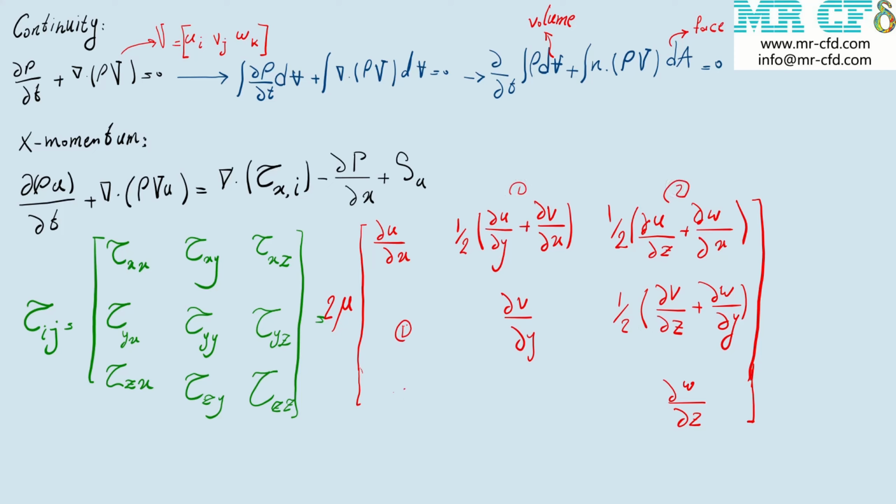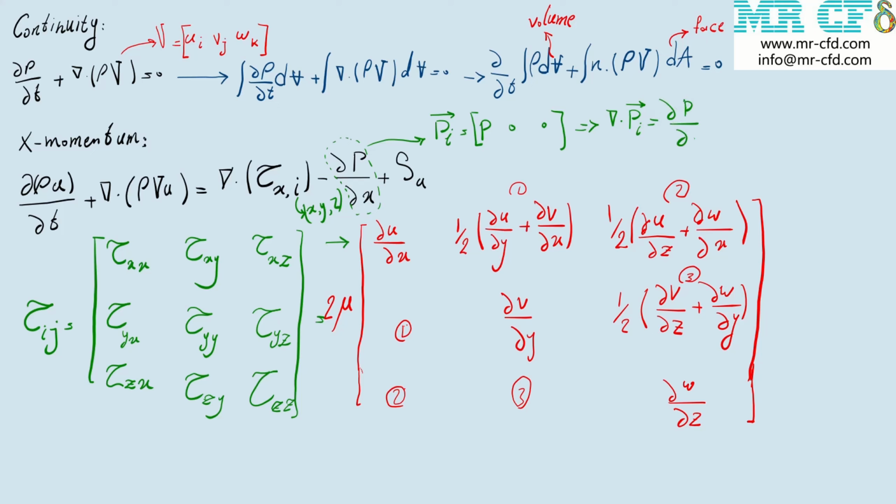If we denote various terms with numbers, we see that some terms repeat in specific patterns across different components. In this formula, tau xi, i can be replaced with each of the directions x, y, and z. Thus, tau xi refers to the first row of this tensor, which can be represented as a vector that includes these components. P in the first derivative of p with respect to x is a scalar. So if we define a vector pi that contains the value of p in the x direction and zeros in the y and z directions, then the divergence of the vector pi is equal to the first derivative of the scalar p with respect to x.